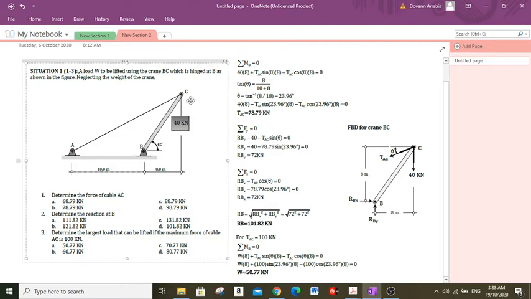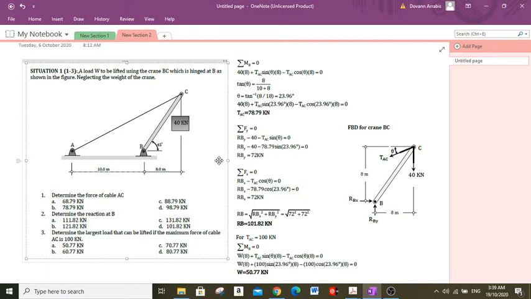Okay, so as we can see, we have the force system. So we have crane BC, and at point C there is a load of 40 kilonewton, and this crane is also supported by this cable AC, which is connected at point A and point C. It is stated in the problem that the weight of the crane is negligible. So to solve this problem, we'll first draw the free body diagram.